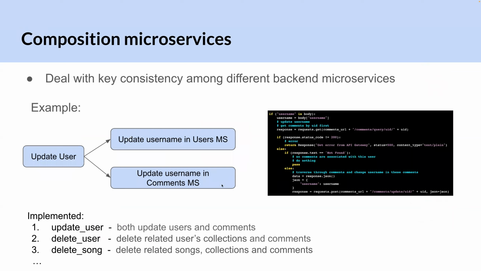For the composition microservice, we deal with key consistency among different backend microservices. Here is an example. When we update a username, we also need to update the username in comments. So we need to use a composition microservice to do that. We also implement delete user or delete songs. Here are some code details.